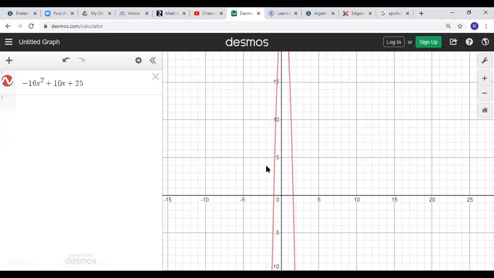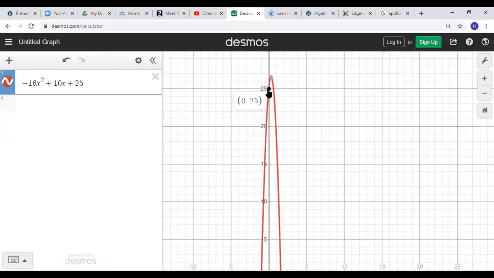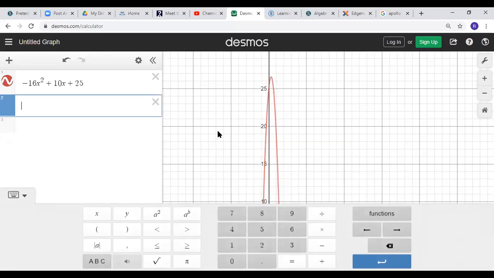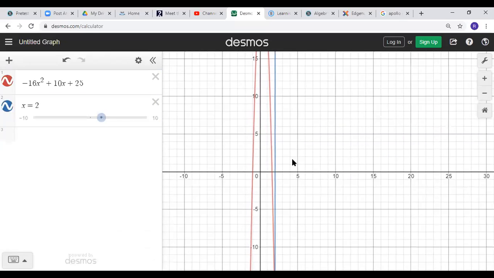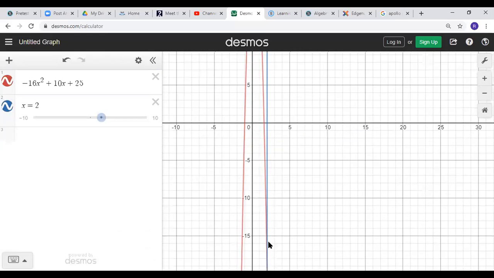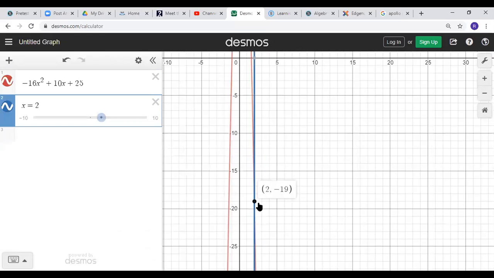So here we can see his path, right? He began 25 feet in the air, and I want to know where he was at 2 seconds. So when x equals 2, where was he? There we go. So in 2 seconds, he was actually below the surface of the water. Now this is assuming that he kept falling through the water. But if you know anything about landing on water, usually once you hit water, you start to slow down.